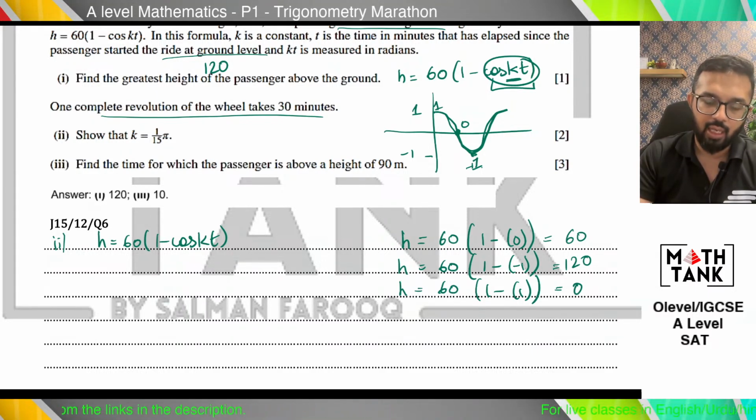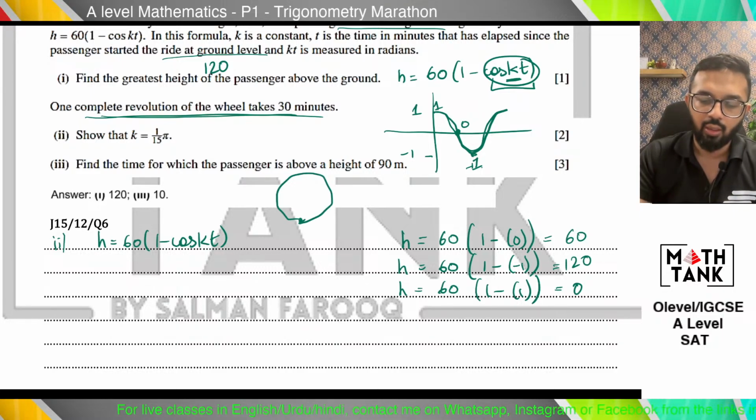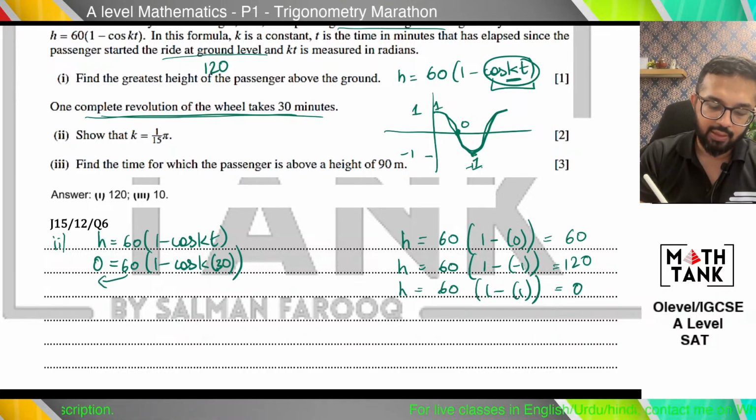That tells you that your calculator needs to be in radians. Now, when you have one complete revolution, it simply means that you went from the ground level and came back to the ground level. So when you came back to the ground level, your height is going to be 0, and the time that would have elapsed would be 30 minutes. So what you simply do is you take 0 equals 60 times 1 minus cos of 30k.